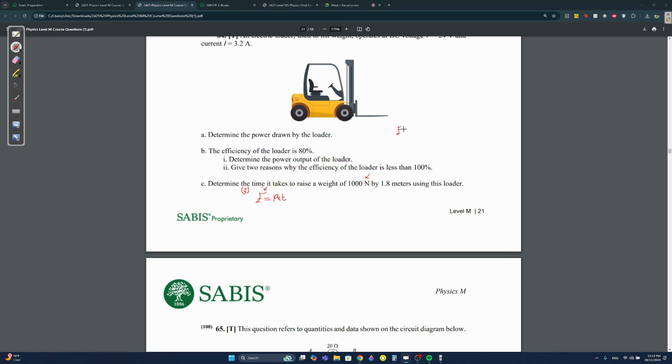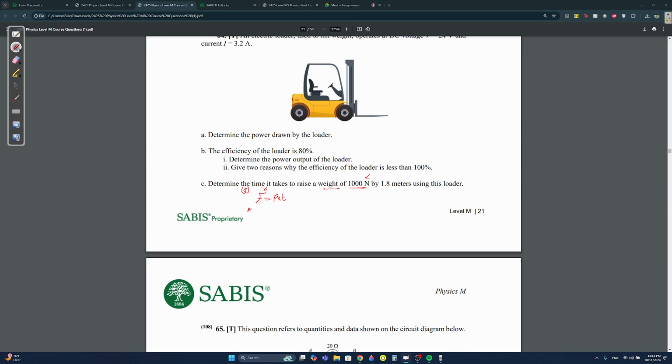Also remember that energy is equal to work, which is equal to the force times the distance, which you're required to know from previous years. Or you can say work is mgh, and mg is the weight. So you can use mgh. Mg is the weight, 1000, and h is 1.8. You can use either, because the weight is considered a force and the distance is the height, so it doesn't matter.